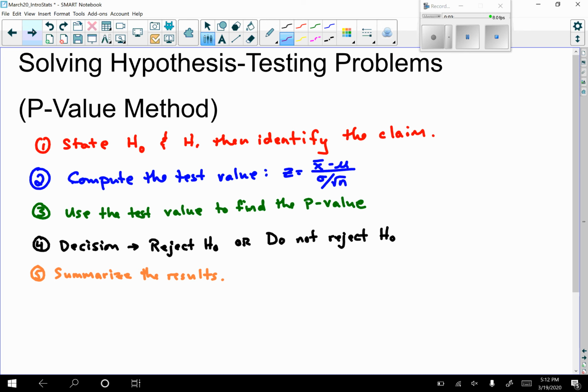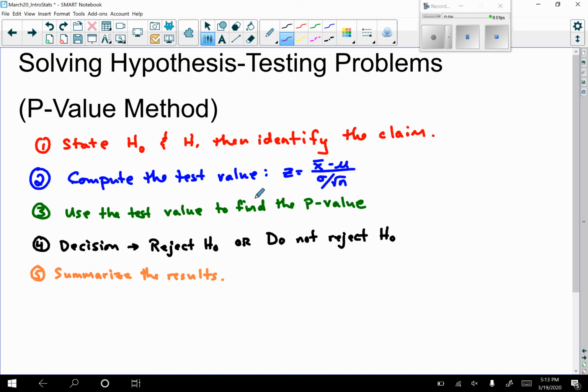Step 1 stays the same though. We're still going to state the null hypothesis and the alternative hypothesis, then identify the claim. However, now step 2, notice there is no step saying that we calculate the critical value. The test value jumps up now to step 2, where it was step 3 in the other test. We compute the test value. It's still the same formula, that z is equal to the difference of our sample mean.